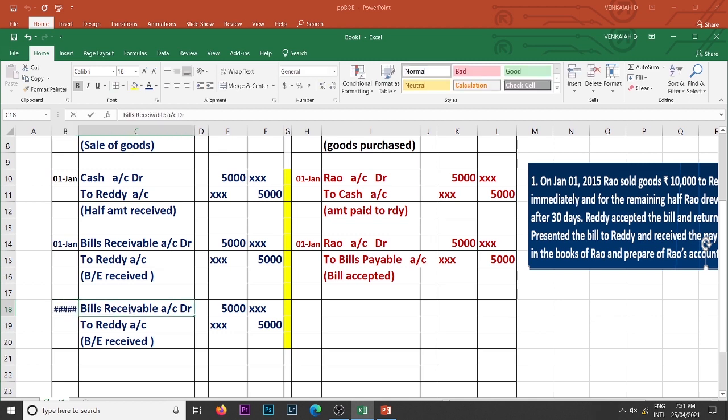What did he receive? Cash he received. Entry will be cash account debit. Against what did he receive? Bills receivable. Bill honored. If the bill is honored, he is receiving the money. Okay.